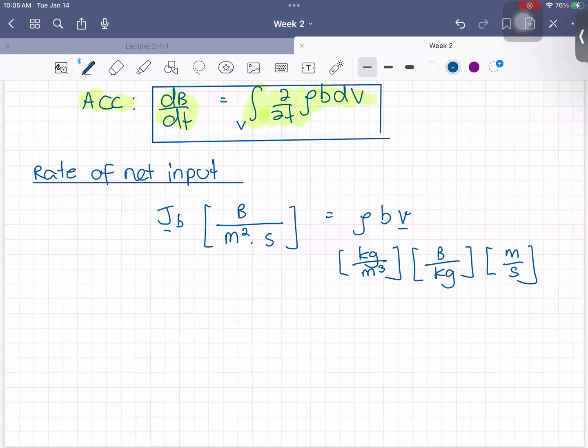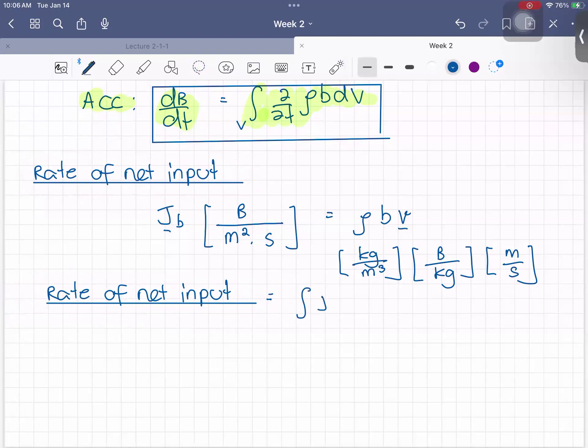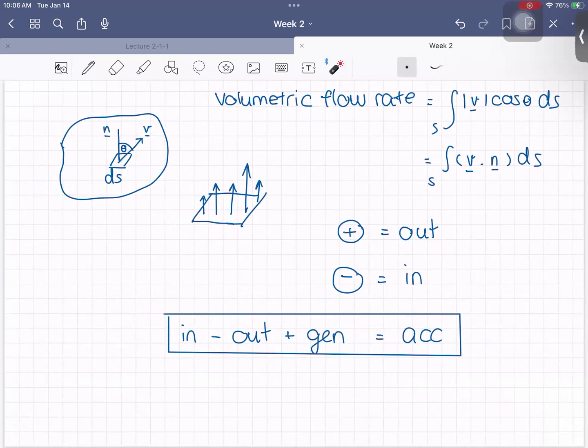So we have the rate of net input equal to the integral of JB dot n dS, because the flux of whatever coming in or out can be in any angle. I'll come back to this again. Hold on, let me go back to this slide. You remember this picture that I showed you?